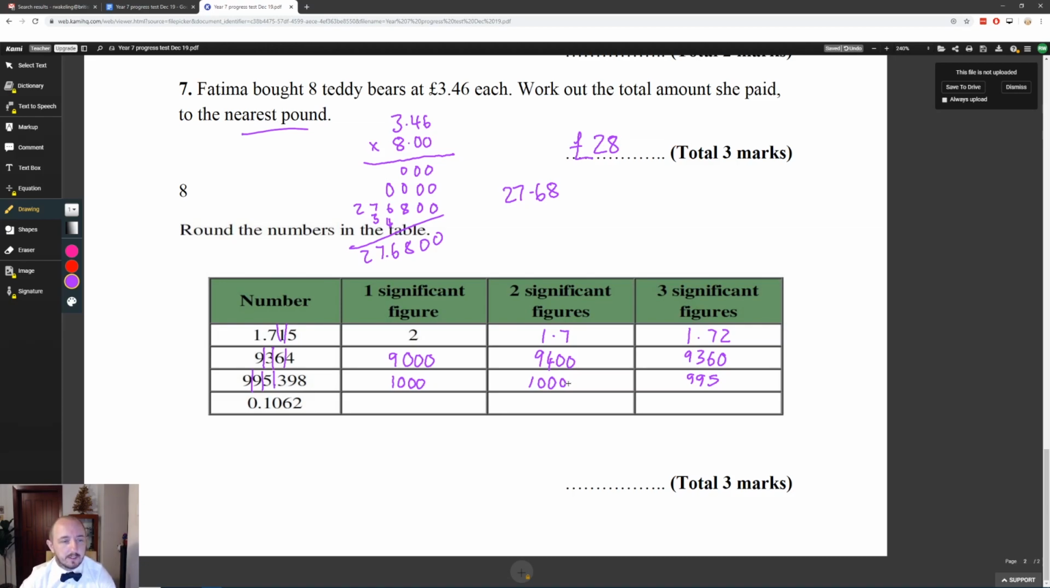0.1062 to one significant figure. We don't start counting significant figures until the first digit that isn't 0. So there is our line. Everything after the line disappears, and the 0 does nothing to the 1. So we'd have 0.1. 2 significant figures there. The 6 would raise that 0 up to 1, and everything else would stay the same. And 3 significant figures. The 2 does nothing to the 6. So that would be like that.